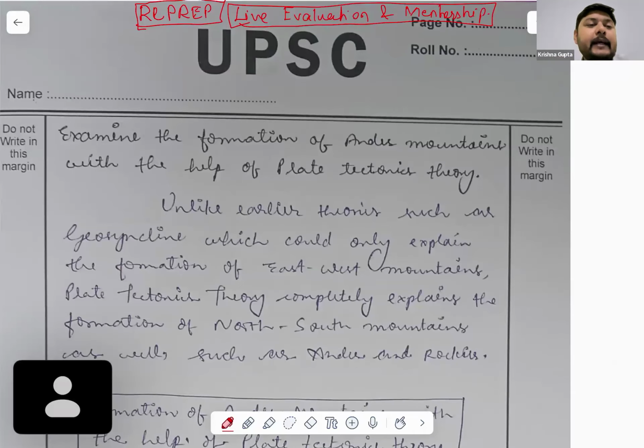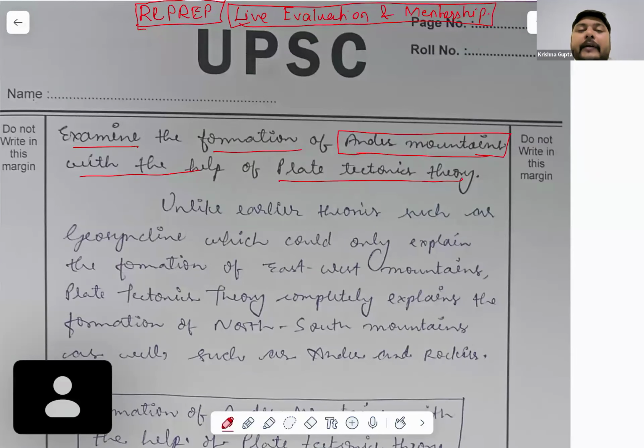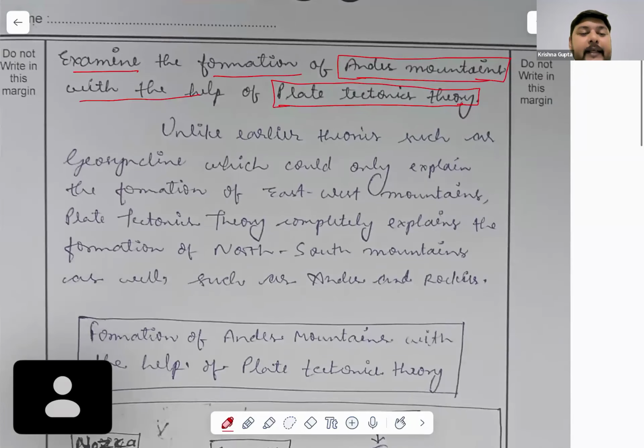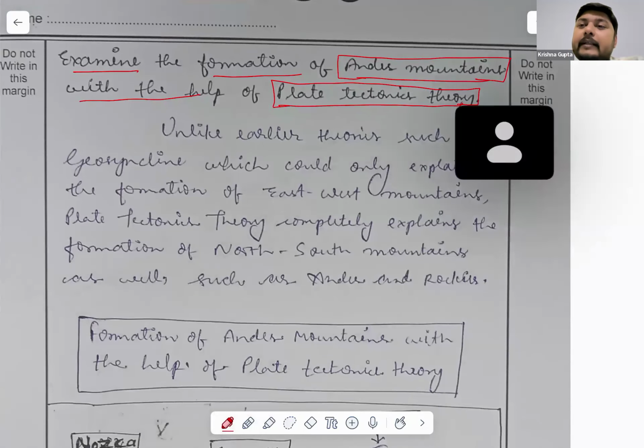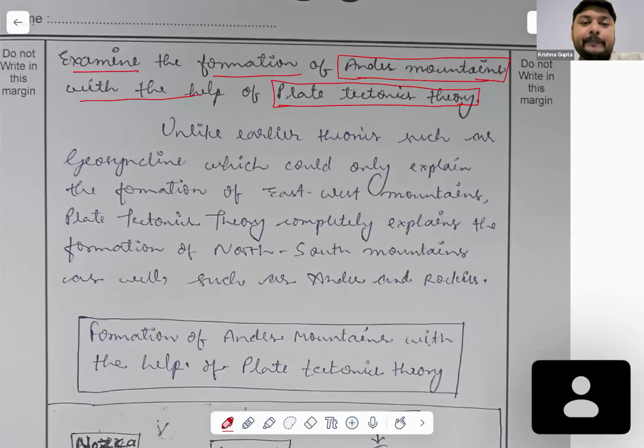So, the question is: examine the formation of Andes Mountain with the help of plate tectonics theory. Now, this question specifically talks about the Andes Mountain, and it is also including the aspect of the plate tectonic theory, which is quite important for understanding this particular Andes Mountain formation. Okay, I'll just move it this side. Now, let's look at the intro.